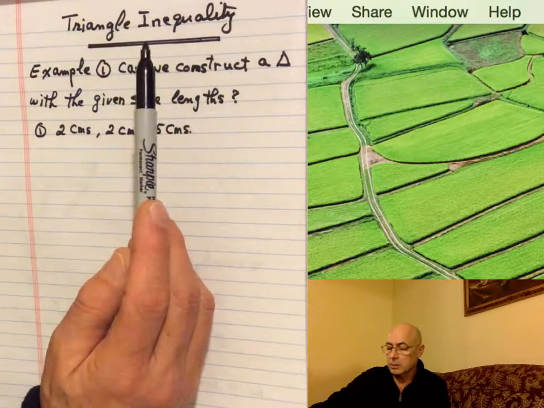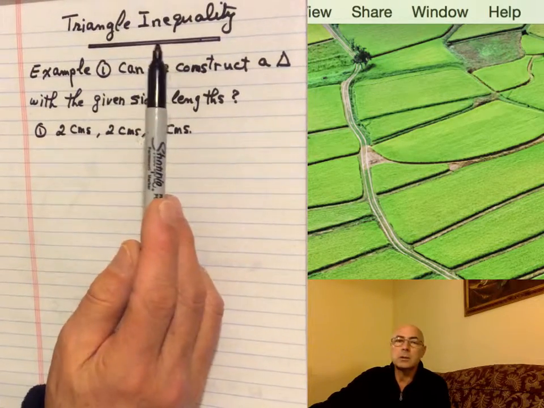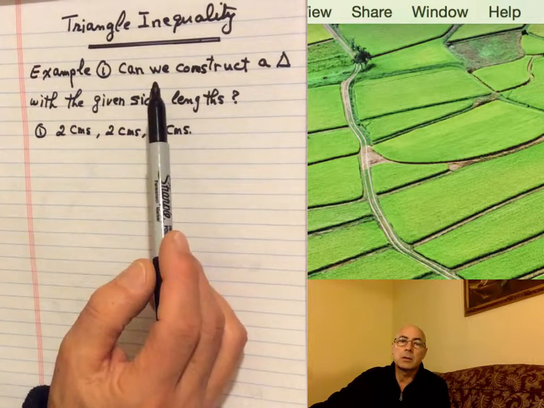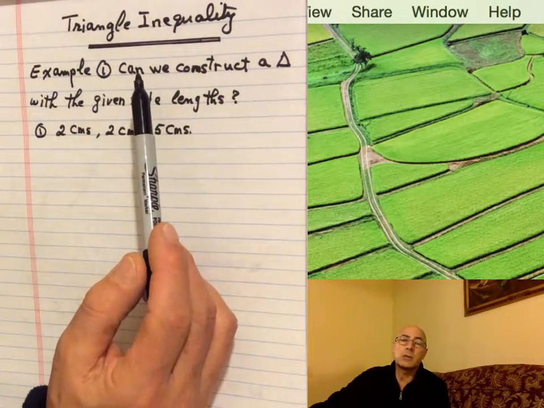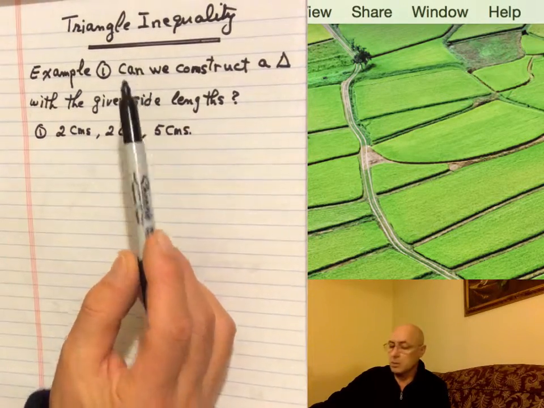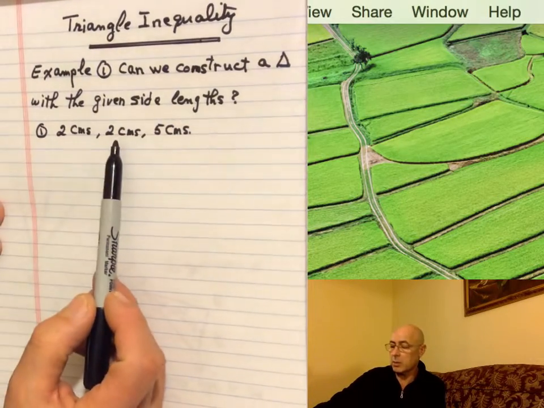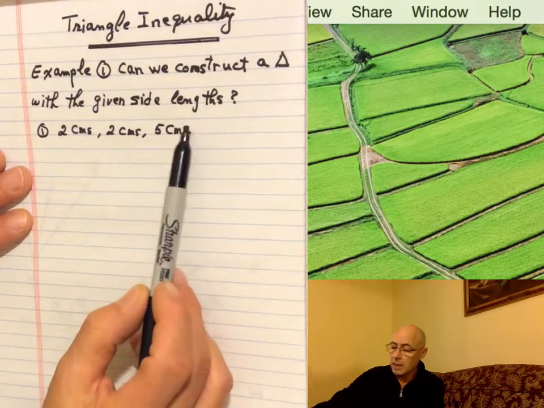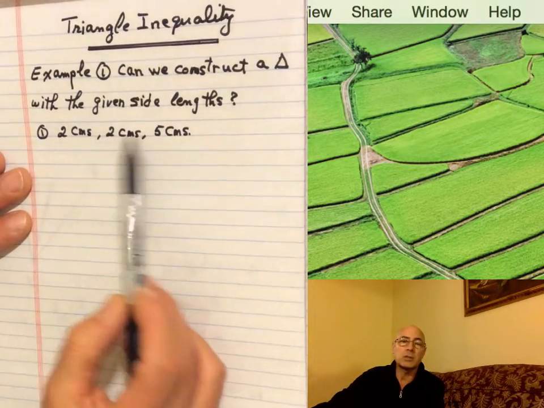Only one inequality. This one inequality relates the sides of the triangle. It tells you, if I give you three sides, say one of them is 2 centimeters, another one is also 2 centimeters, and the third side is 5 centimeters, can we draw a triangle with these three dimensions?